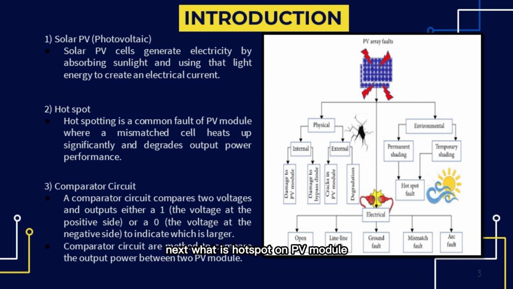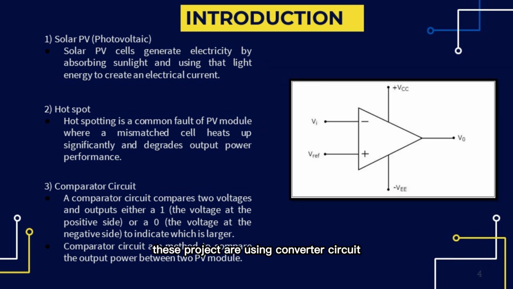Next, what is a hotspot on a PV module? Hotspotting is a common fault of PV modules where a mismatched cell heats up significantly and degrades output power performance. As you can see on your screen, there are many faults on a PV module. But for this project, we are focused on hotspot faults, which are permanent and temporary hotspots. This project uses a comparator circuit as a method to detect the hotspot fault.